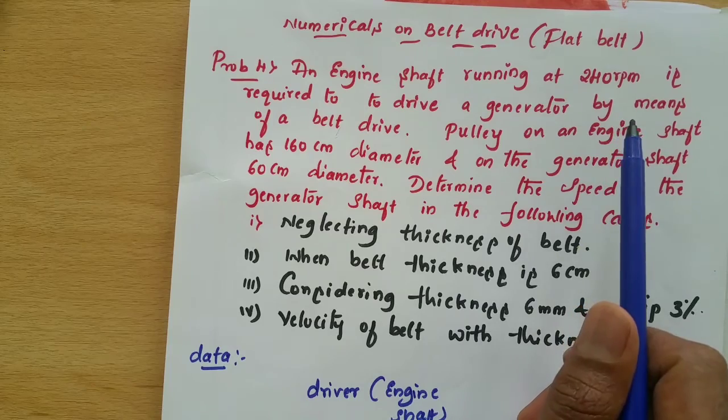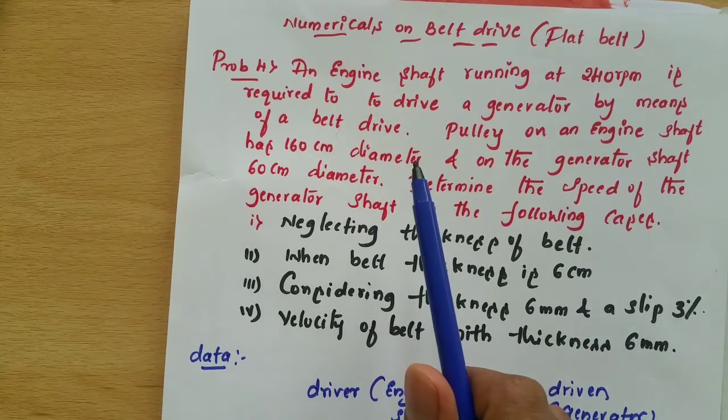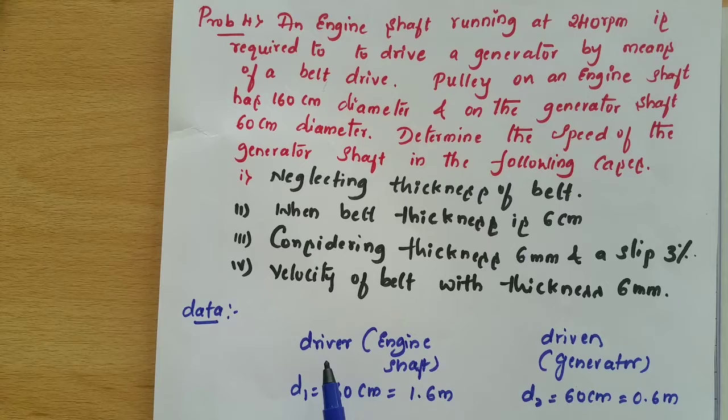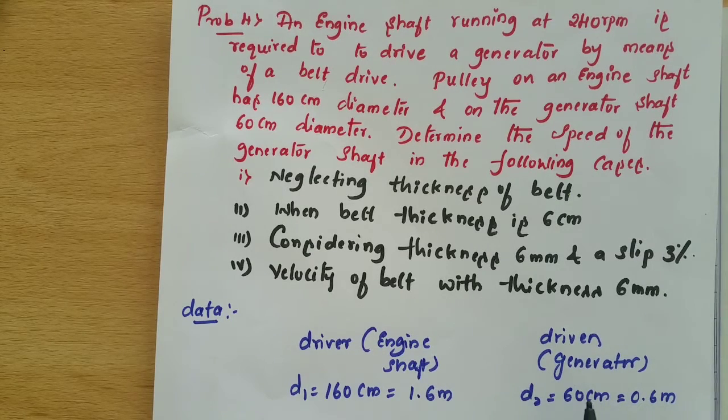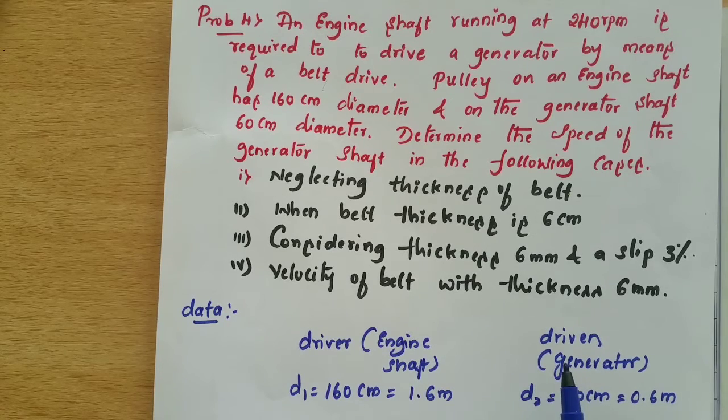By means of a flat belt drive, the pulley on the engine shaft has 160 centimeter diameter. So D1 is given as 160 centimeter diameter. I have considered the driver as our engine shaft and the driven member as the generator. The pulley mounted on the engine shaft has a 160 centimeter diameter. I have taken it in terms of meters, so it becomes 1.6 meter.